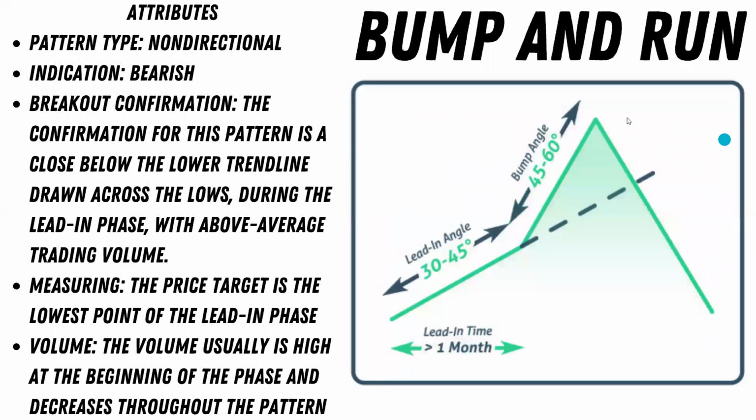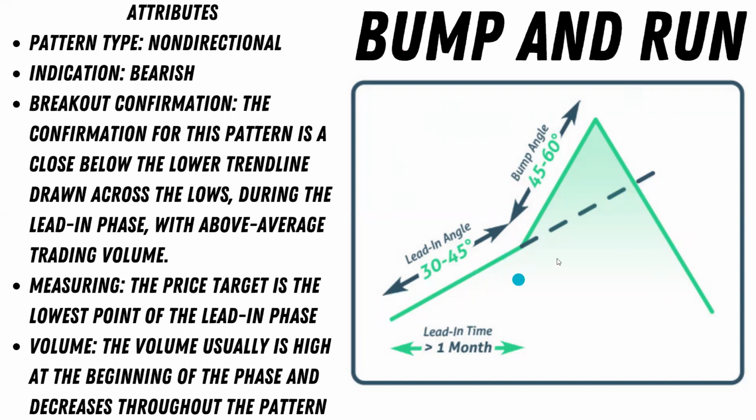Over here, we have the bump and run, right? And this is a pretty fun pattern. It's non-directional, bearish. The confirmation for this pattern is a close below the lower trend line drawn across the lows during the lead-in phase with above average trading volume. The price target is the lowest point of the lead-in phase. Now, when it comes to volume, it is usually high at the beginning of the phase and then decreases throughout the pattern. So, here in the beginning of the phase, you're going to see the volume increasing and then decrease, and volume will increase off of the breakout.